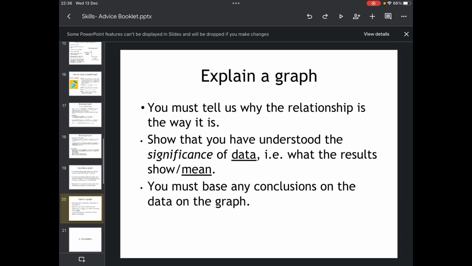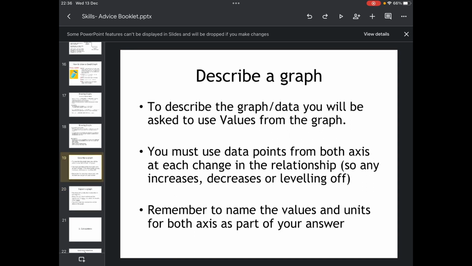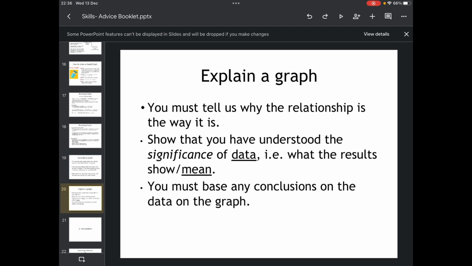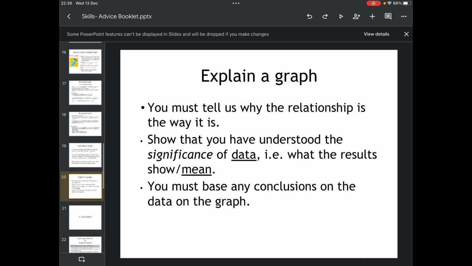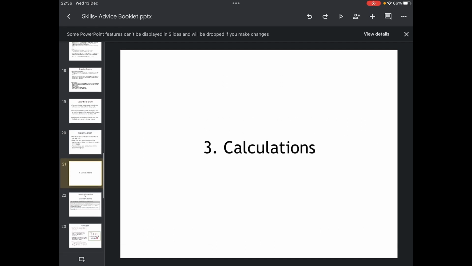Okay, and then the final bit would be our conclusions, how we explain graphs, what is the significance of the data. So describe a graph, we're just saying what the patterns and what the changes are. When we explain a graph, we're telling us what the information means, usually in a biological sense, so it's quite often related to your subject knowledge.